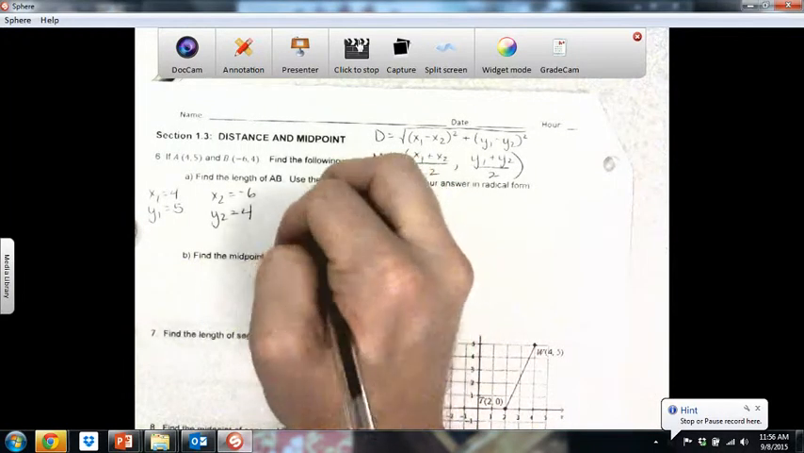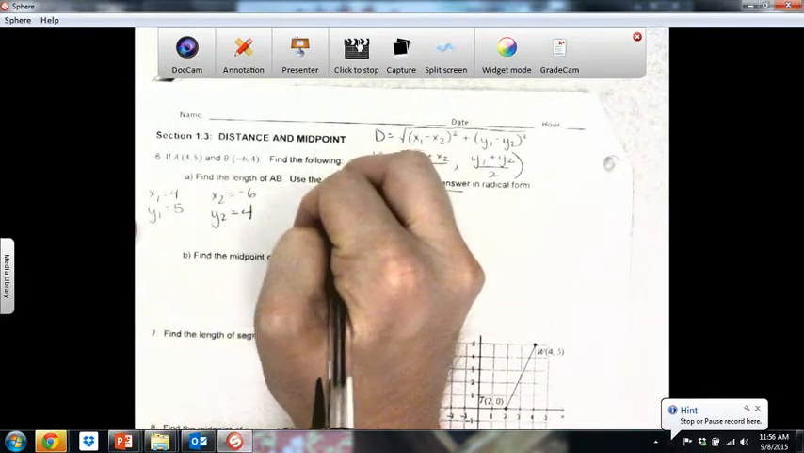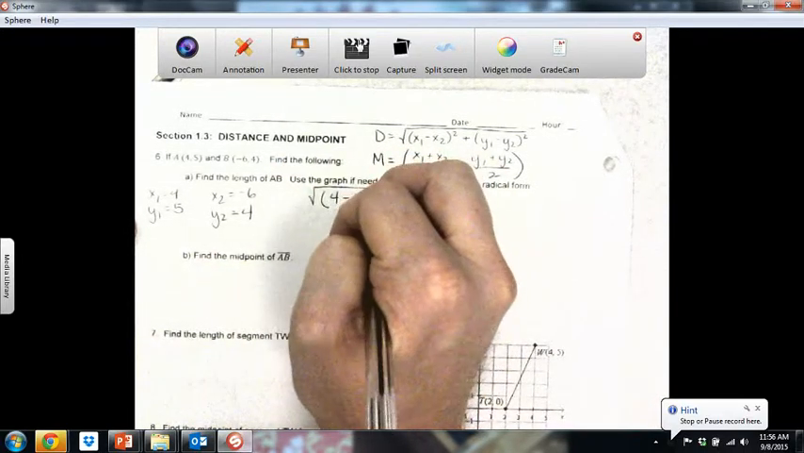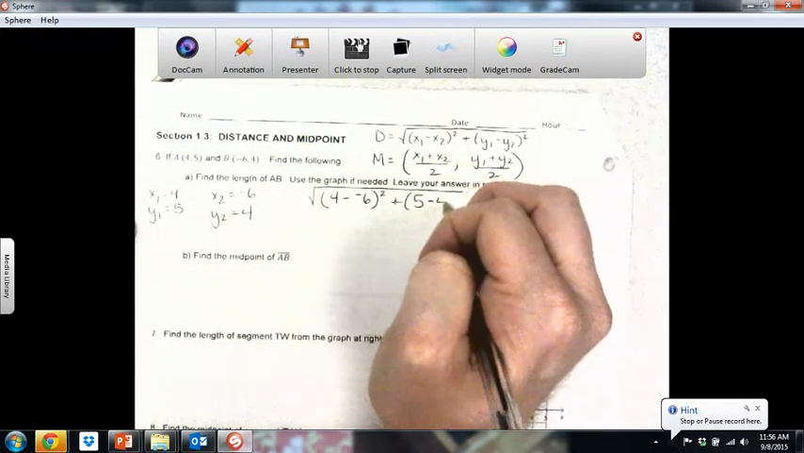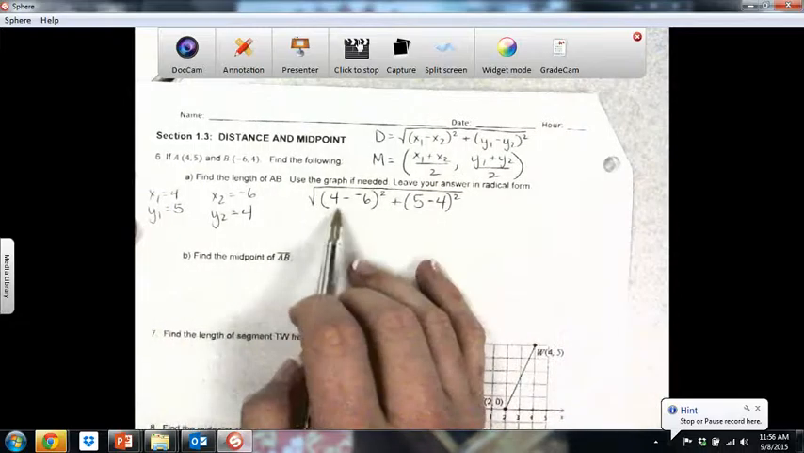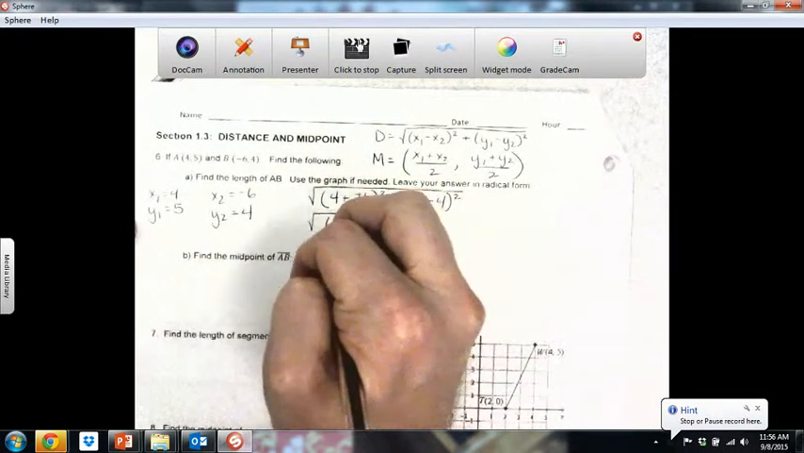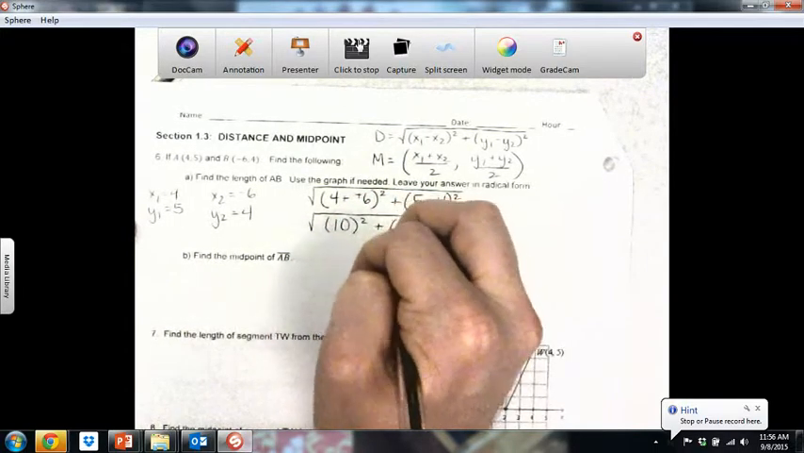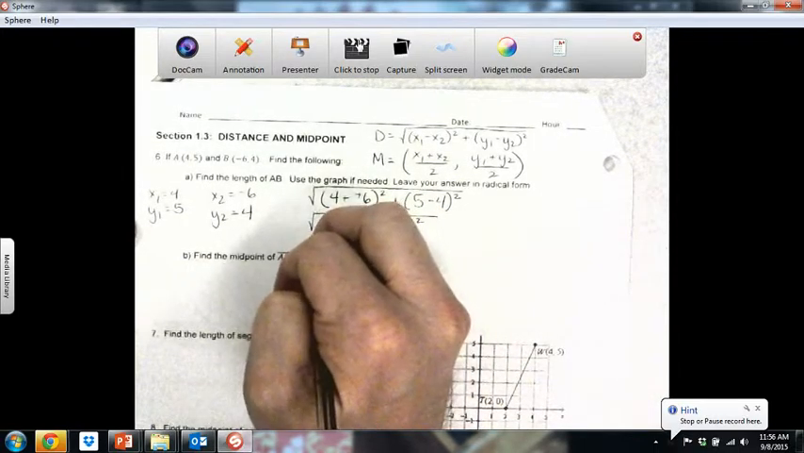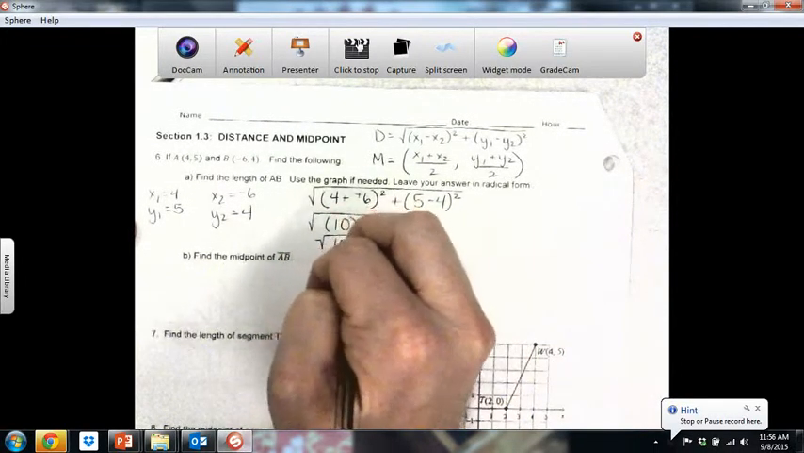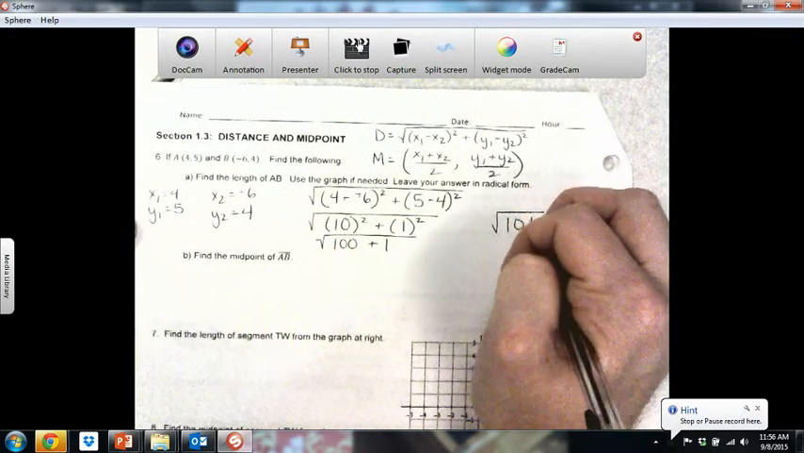So here, I'm going to use the square root of, remember the square root bar goes all the way across, x1 was 4 minus -6 squared plus 5 minus 4 squared. Anytime I see minus a negative, I'm going to change it to adding a positive, so I get the square root of 10 squared plus, and 5 minus 4 is 1 squared. 10 squared is 100. 1 squared is 1. So my answer here is the square root of 101.